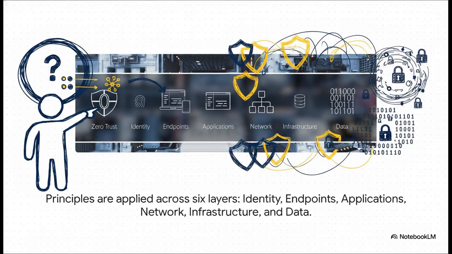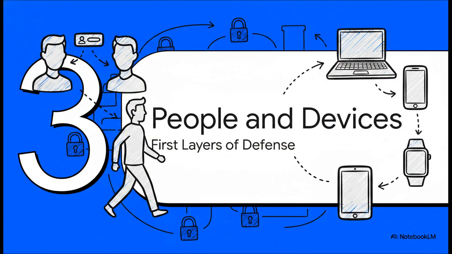Now, these aren't just abstract ideas. The zero trust model applies these three principles across 6 critical layers of your digital world. It creates this kind of overlapping web of defenses. We're going to walk through each one, starting right at the foundation, identity. Okay, so let's see how this all builds up, starting with the 2 most fundamental layers, the people trying to get in and the devices they're using to do it.